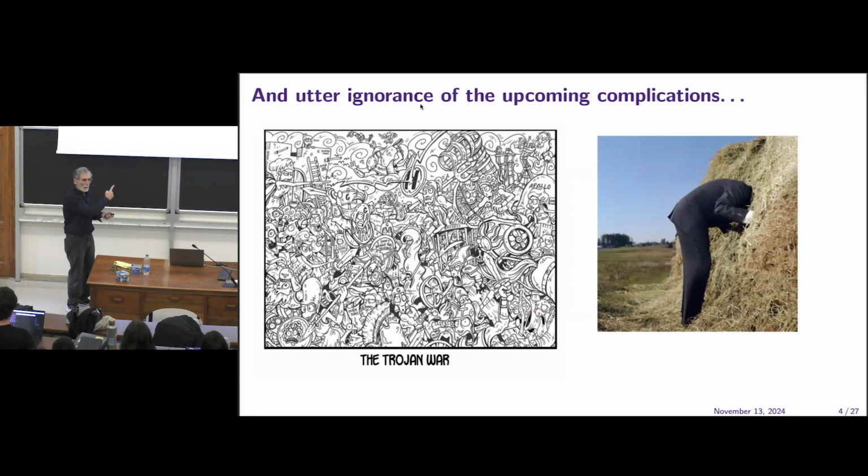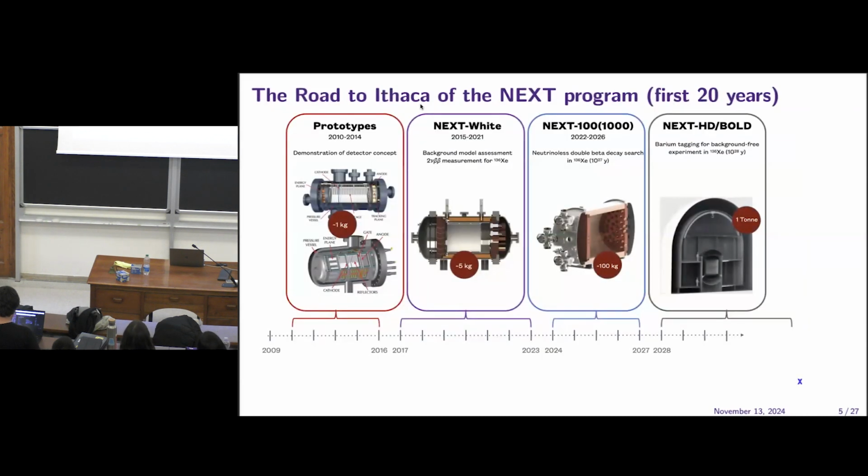That would be trivial. Any experiment today in the field would find the needle in the haystack. Like one day of data. It gets worse than that. All right? So this is kind of our road to Ithaca.